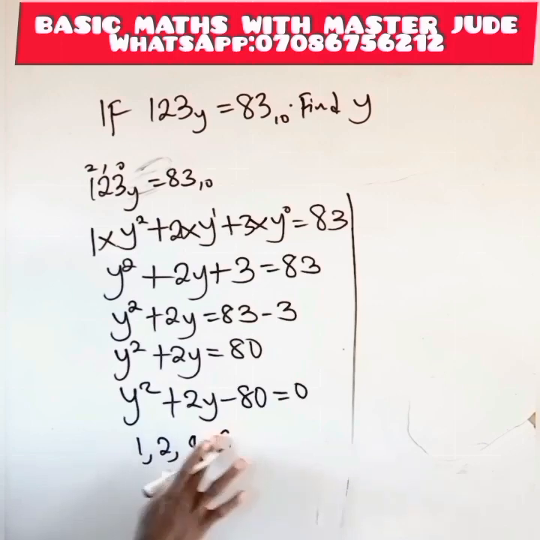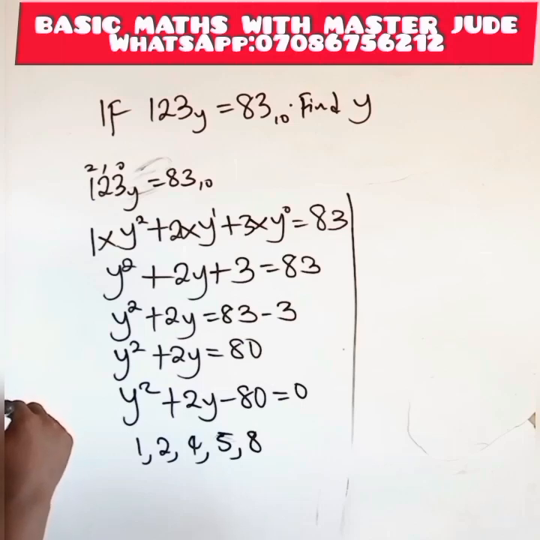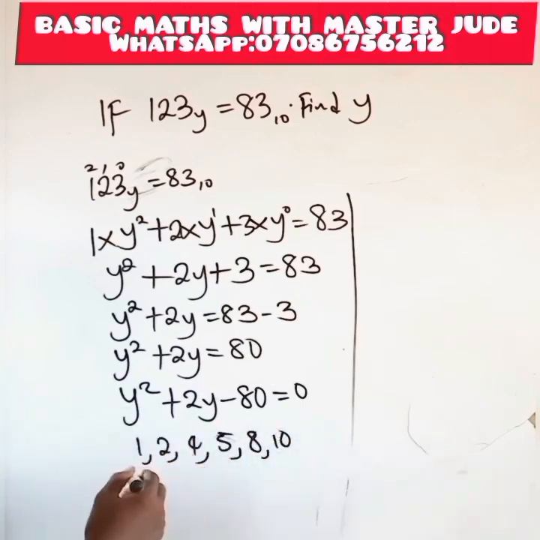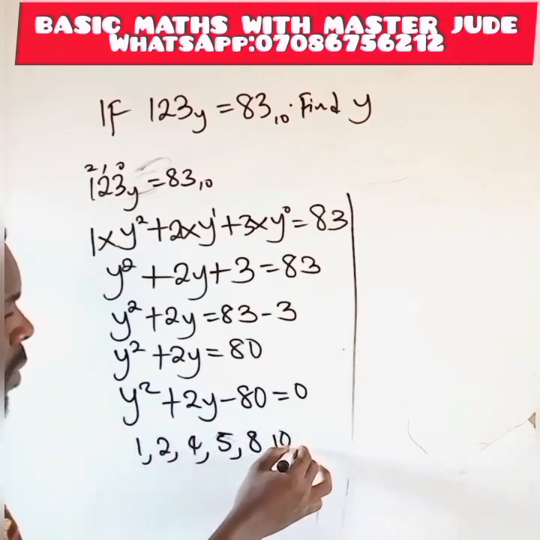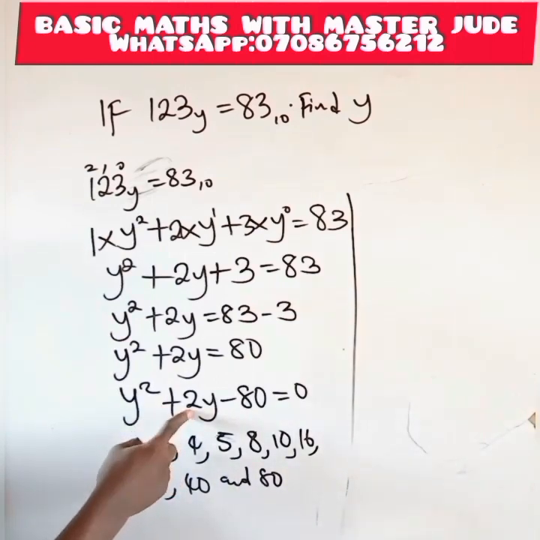Now factors of 80, you have 1, 2, 4, 5, 8, 10, 16, 20, 40, and 80. Now these are the factors of 80. From these factors of 80, we are going to pick any two numbers that, if you add or subtract, you are going to get 2.